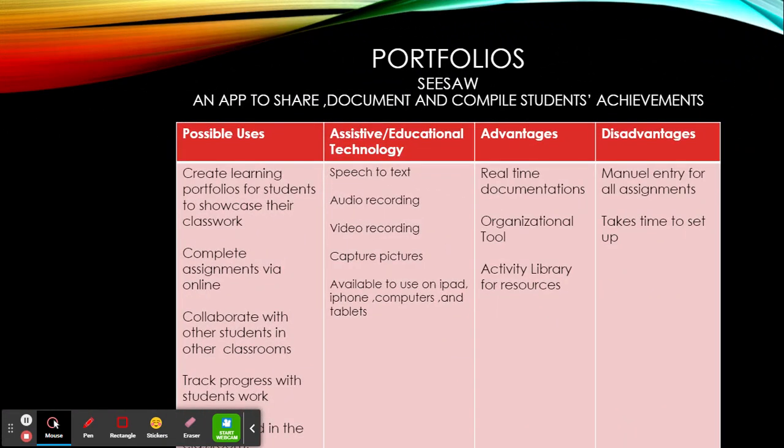Another assessment would be portfolios. The technology I'm referring to is Seesaw. It's an app to share, document, and compile the students' achievements. Students can create their own showcase to share with their families or share with anyone else. It also allows us to collaborate with other people outside of the classroom. It also has various assistive technology that we can use as well.